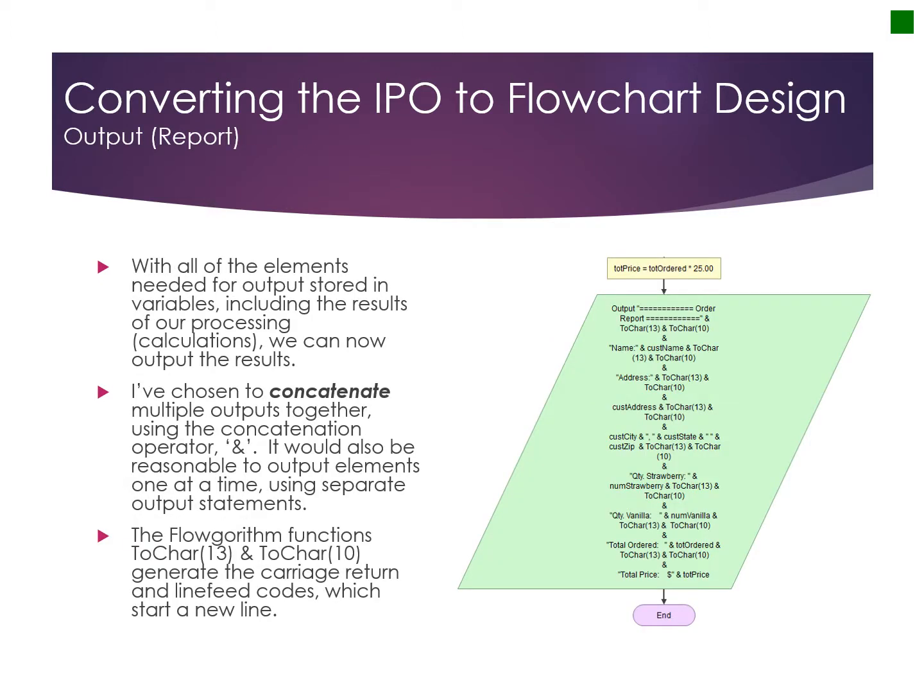With all of the elements needed for our output stored in variables, including the results of our processing or calculations, we can now output the results. I've chosen to concatenate multiple outputs together using the concatenation operator, or ampersand sign. It would also be reasonable to output elements one at a time, using separate output statements. The Flowgorithm functions toChar(13) and toChar(10) generate the carriage return and line feed codes, which start a new line.